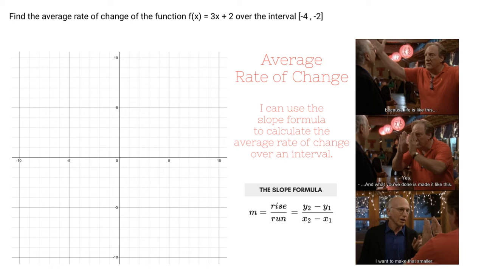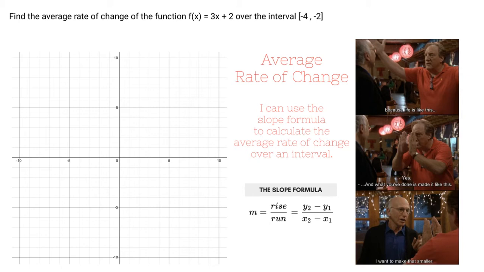Hi everyone, today's topic is average rate of change, and the learning target is I can use the slope formula to calculate the average rate of change over an interval. So I included the slope formula down below. You should have this written down at the top of your page, and I also recommend that you memorize it. But basically the slope is what you use to calculate the rate of change. So you can think of rate of change and slope as basically the same thing.